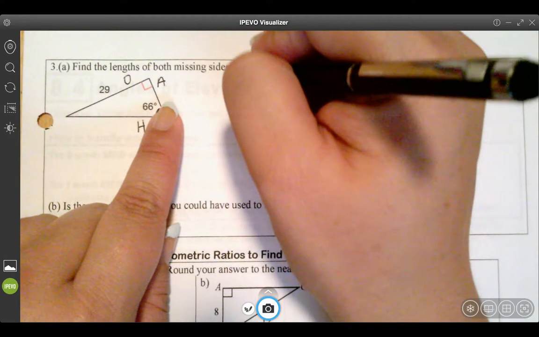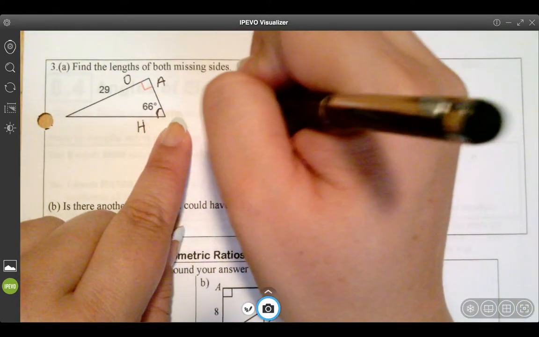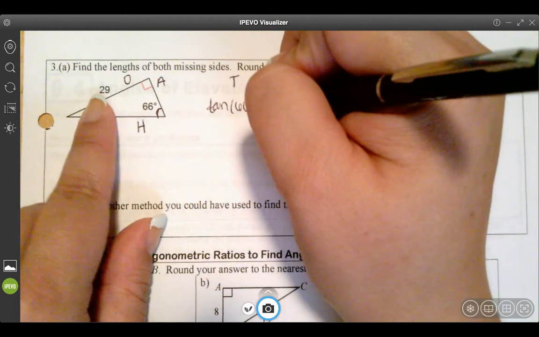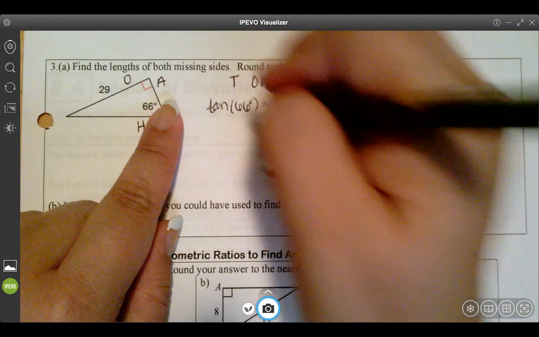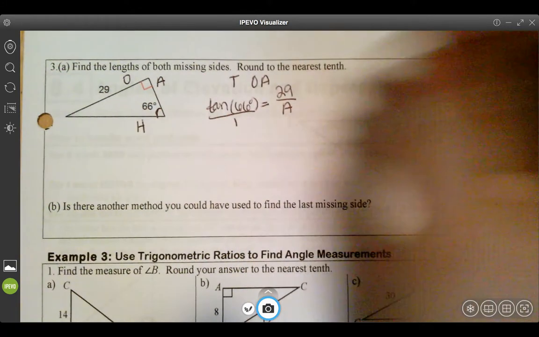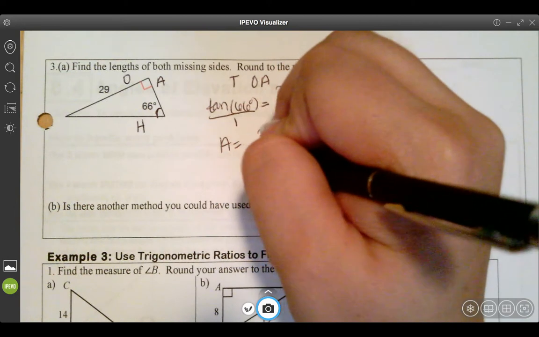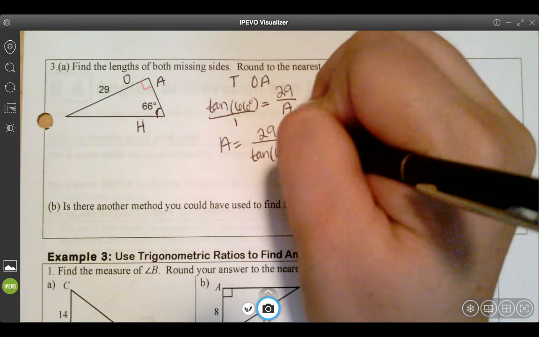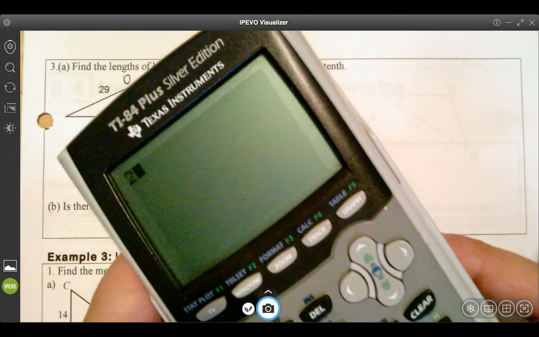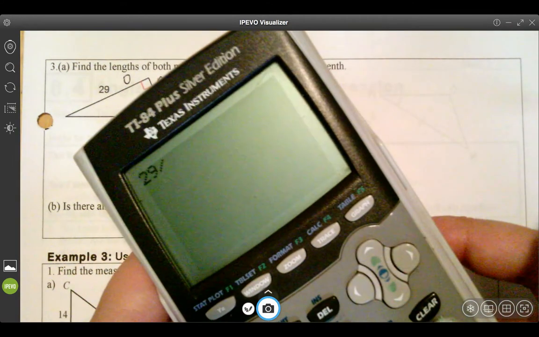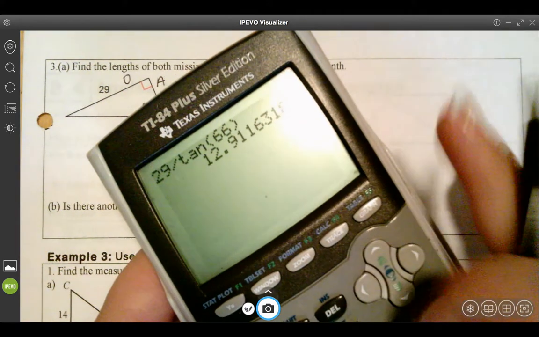So this is using opposite and adjacent. We'll say tangent. So tangent of 66 degrees equals opposite over adjacent. Using our little proportion trick again, we'll say that A equals 29 over tangent of 66 degrees. Into the calculator, 29 divided by tangent of 66 degrees, 12.9.